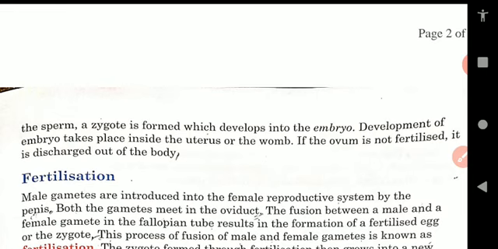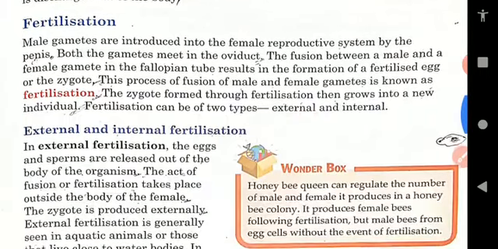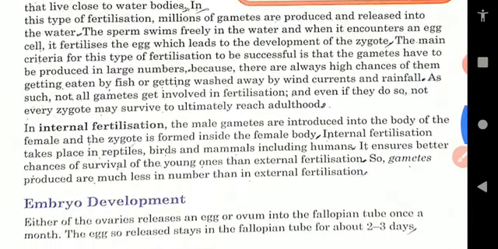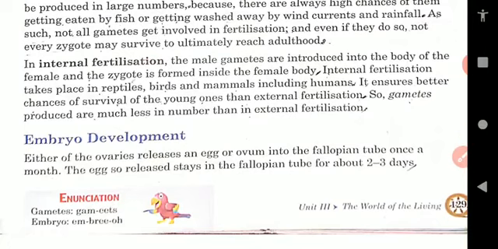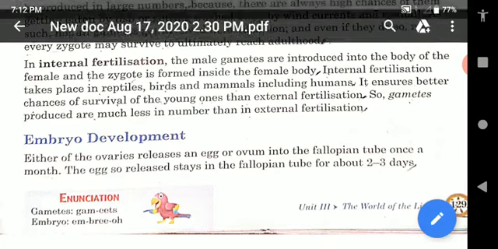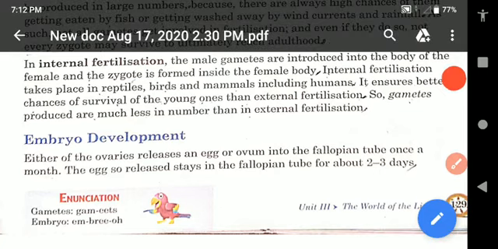For today, that much only. In the next class, we will study about fertilization, external fertilization and internal fertilization. And in another class, we will study about embryonic development. Hope you understand the whole thing very clearly.